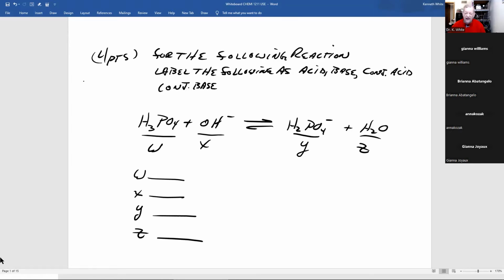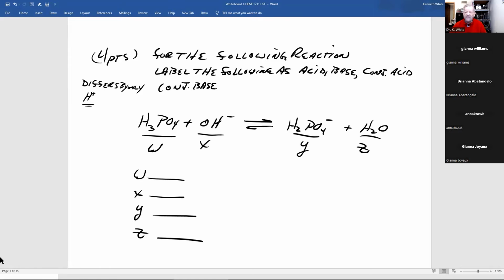All right, let's look at the following. I'm going to do this one. Then I'm going to let you have fun too, and I'll do one, let you do one. So the question is 4 points. For the following reaction, label the following as acid, base, conjugate acid, conjugate base. What's a conjugate? It's a molecule that differs by only H plus. So for students, I've found, just think of it as H.